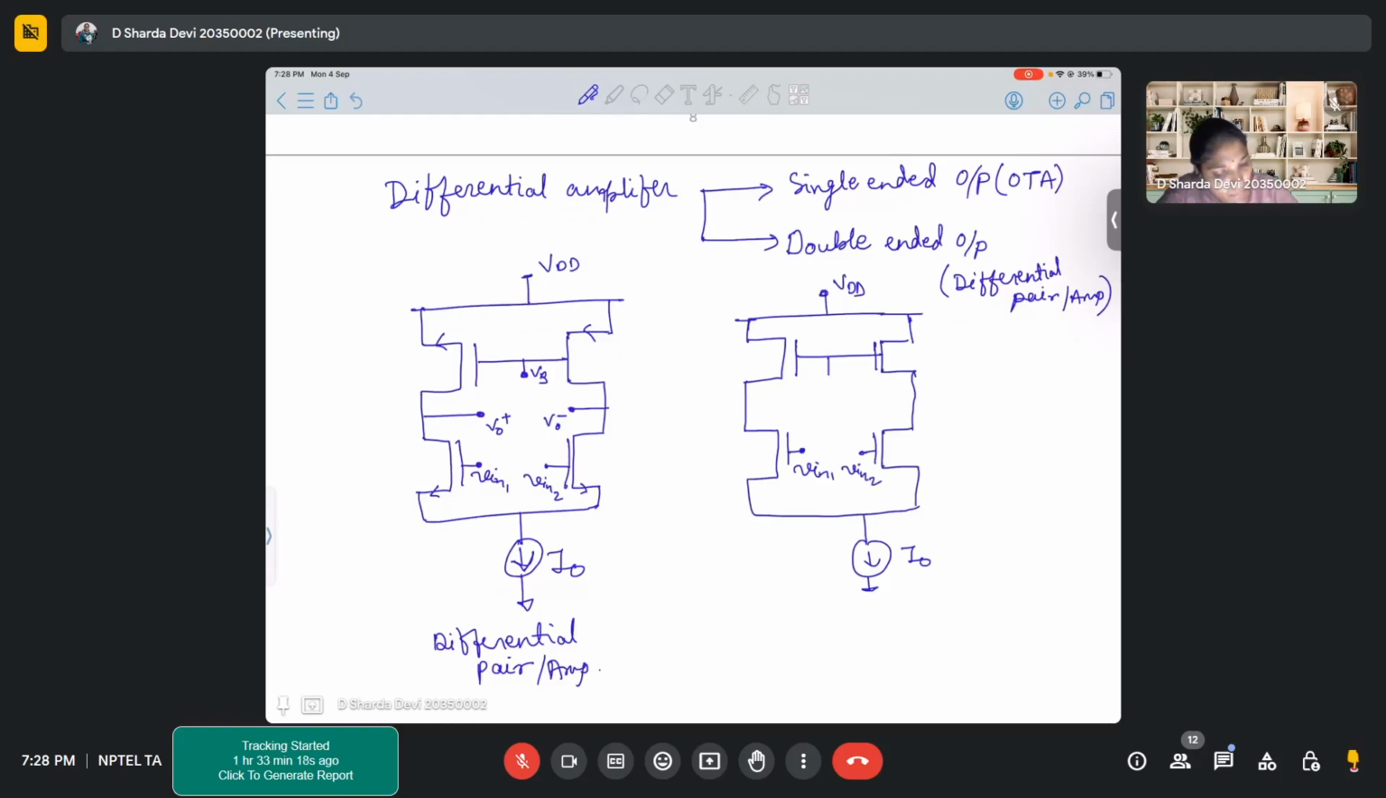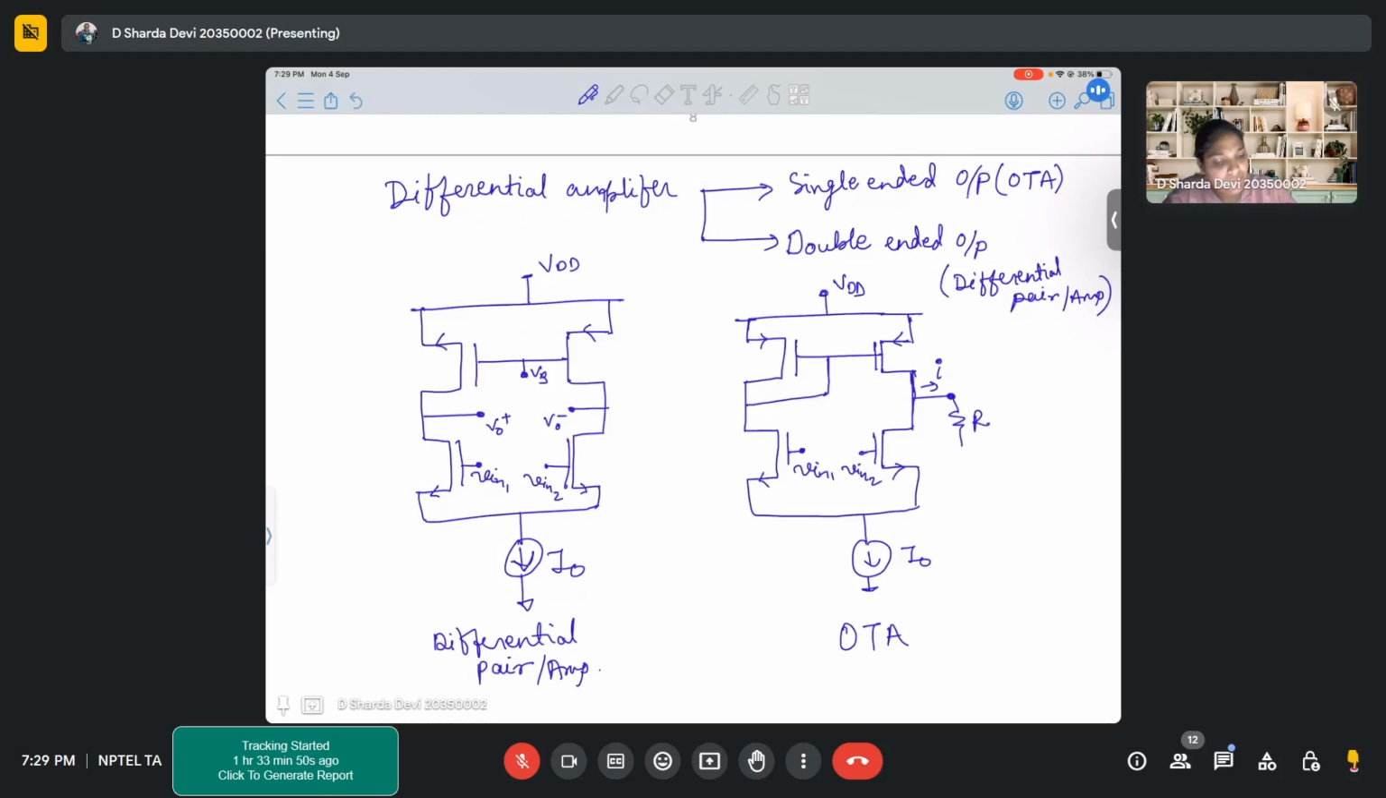V naught plus and VB will be shorts, diode connected. So here you will have your V naught. The output that you actually get out of your OTA is a current I. This is an OTA, which is a single-ended output circuit. The value that you get as an output is a current.